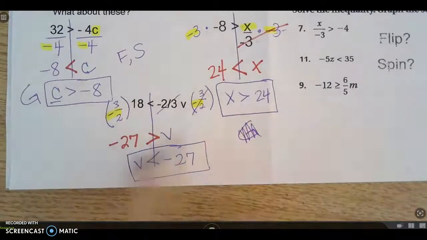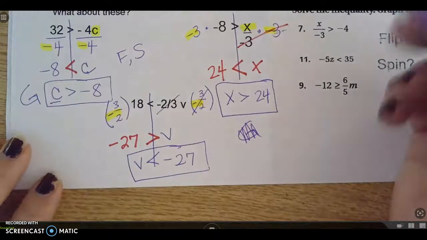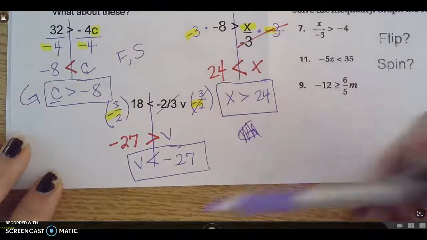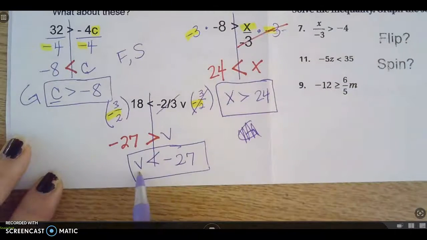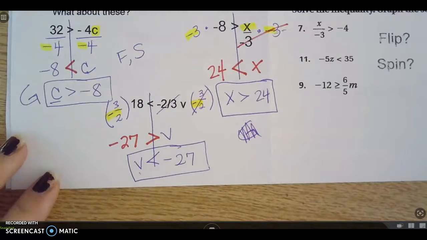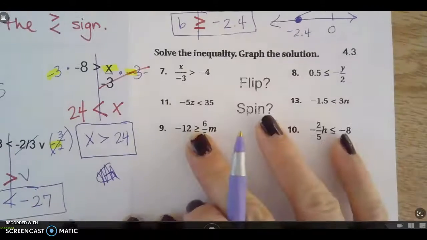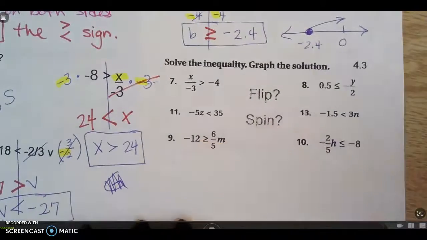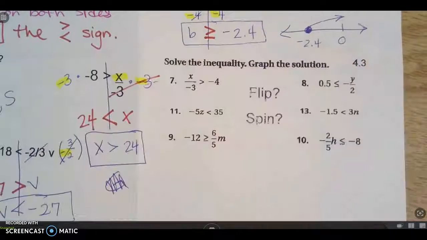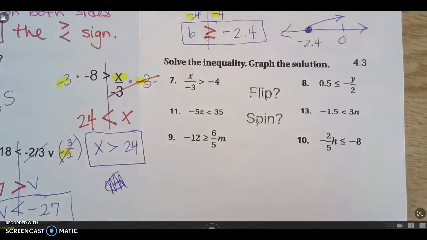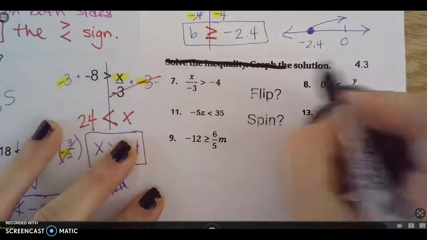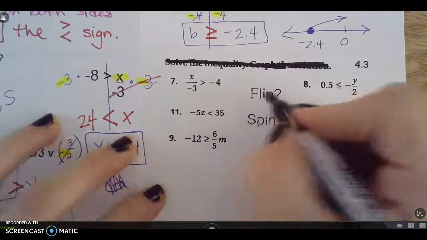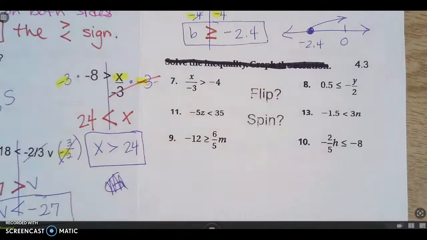Okay, so again, these ones here were examples where we had to flip it because of the negatives, but then also spin our final answer around so that the variable's in the front. Okay, so this last slide right here, I don't want you to solve them. Cross those directions out. You do not have to solve it or graph it. Okay, I just want to talk through these, and I just want to know, are you going to flip it, are you going to spin it, or both?